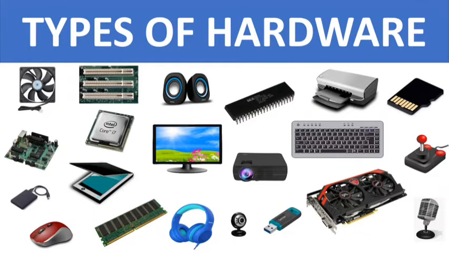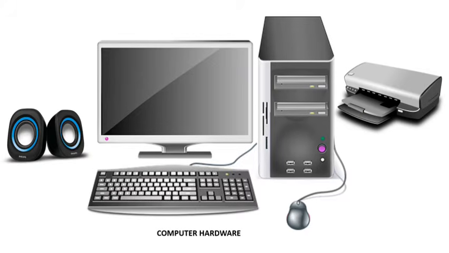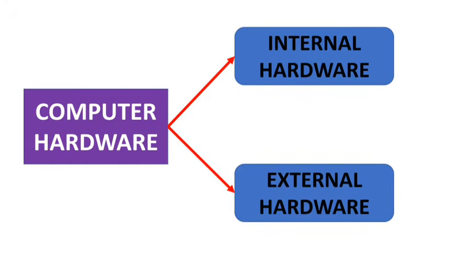Types of hardware. Computer hardware is the physical parts of the computer system. Computer hardware is divided into internal hardware and external hardware.